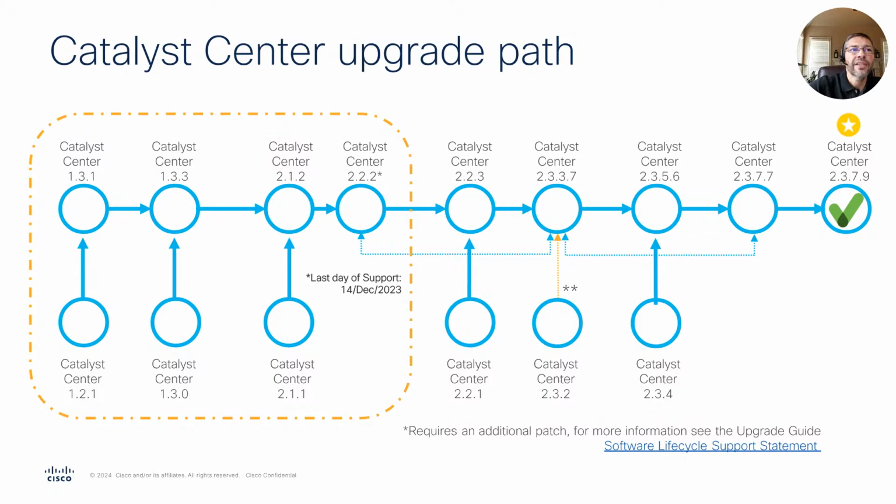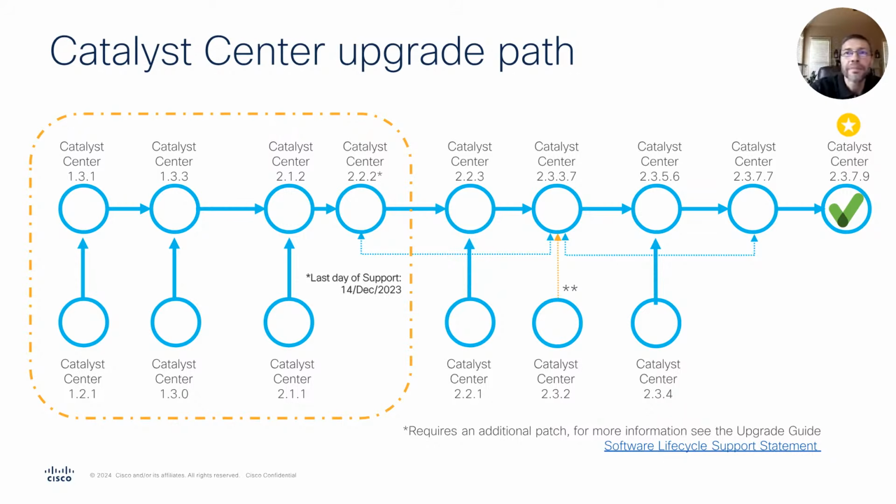And here we have our Catalyst Center upgrade path. Looking at our Catalyst Center upgrade path, if you're running anything pre 2.3.2, you'd have to take an intermediate hop. But if you're at 2.3.3 and above, you can go directly over to 2.3.7 or 2.3.7.9. Note that 2.3.7.9 is the recommended release and the gold star release when you go to the software download page.